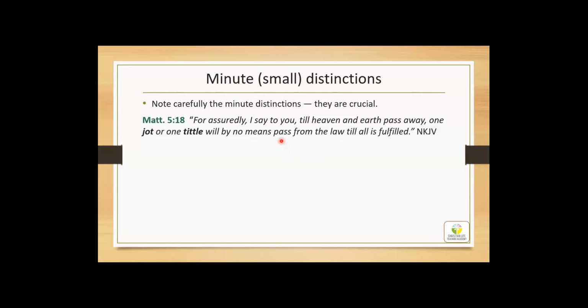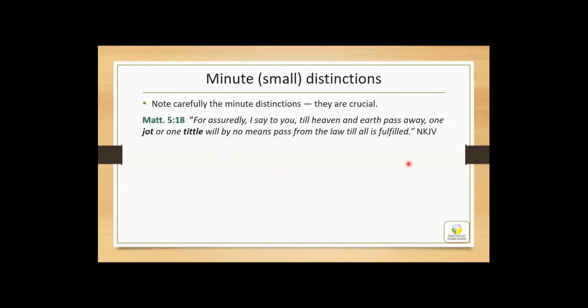Okay, but it just says there, most assuredly, and this is Jesus speaking, I say to you, till heaven and earth pass away, one jot or one tittle will by no means pass from the law till all is fulfilled.